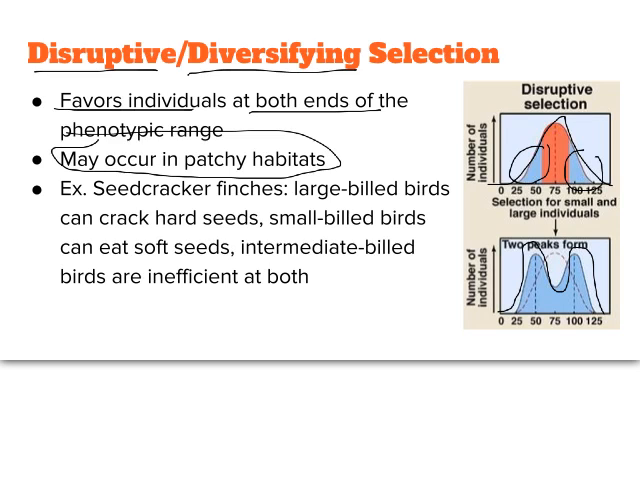So the example listed here is that if there's an environment where there are small soft seeds and hard seeds, birds with small beaks and birds with hard beaks, or large beaks, would be able to get the soft food and hard food respectively. But birds that had beaks in the middle, like this part right here, would not be good at eating either food type. So they would not survive, but the two extremes would, creating a diversifying or disruptive selection type.